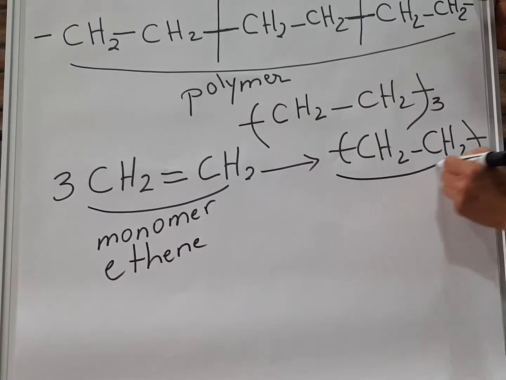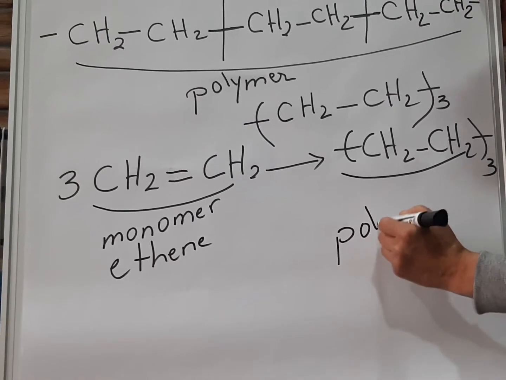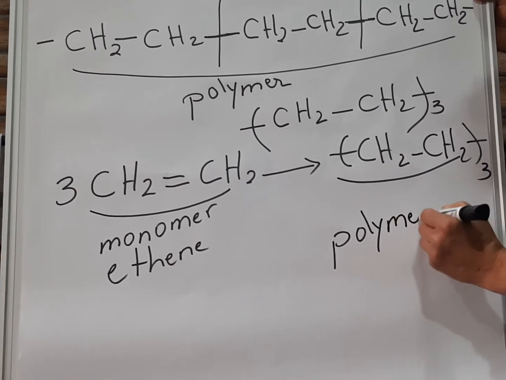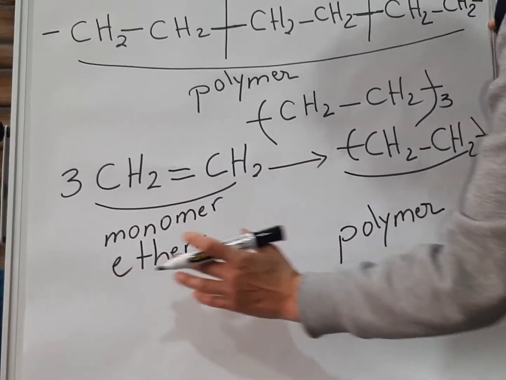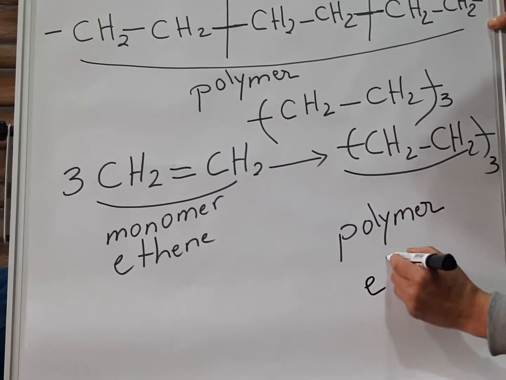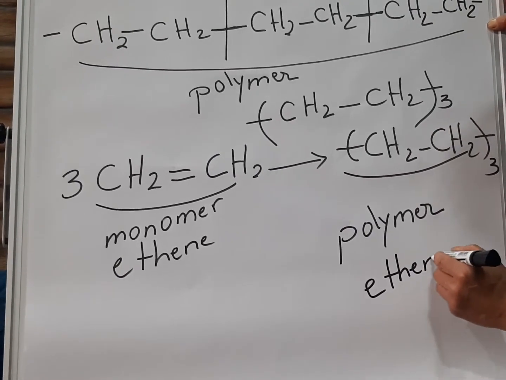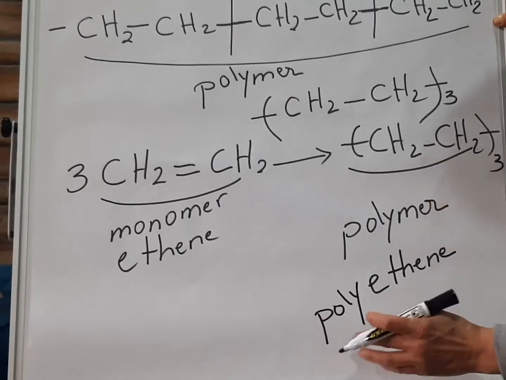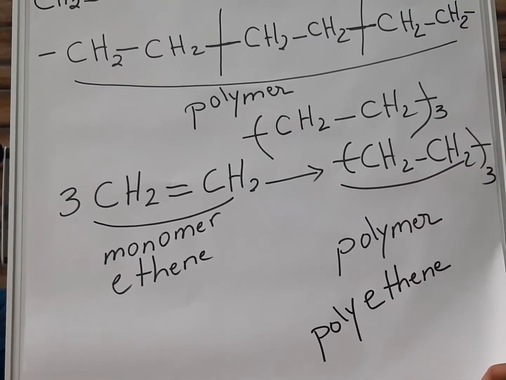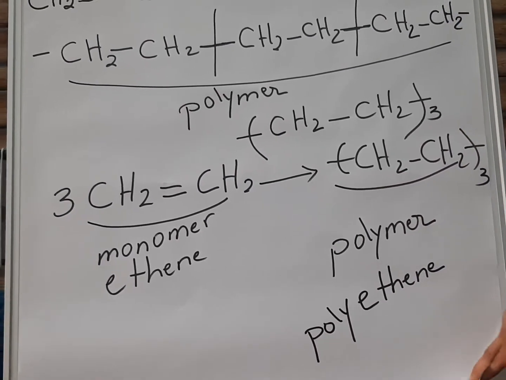This is a polymer. What is the name of this polymer? The polymer takes its name from the monomer. The monomer is ethene. I simply write poly before ethene, so this polymer is called polyethene.